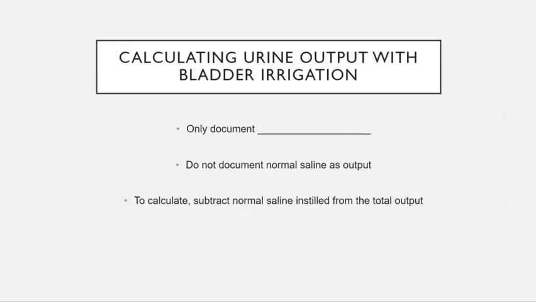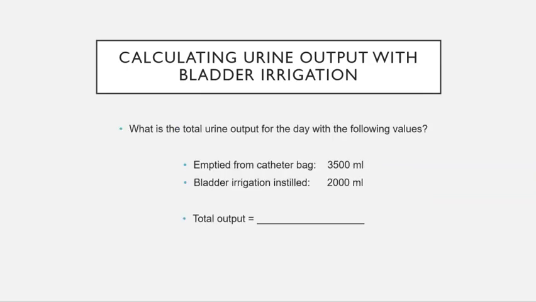How do we calculate urine output with bladder irrigation? You need to be sure to only document the urine as output. You do not want to count the normal saline that you instilled as output. So to calculate this, you need to subtract the normal saline that you instilled from the total output in the catheter drainage bag.